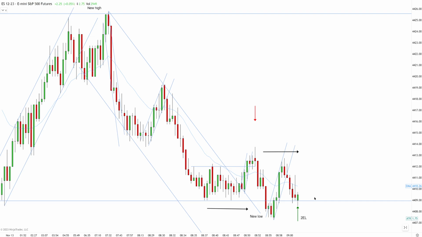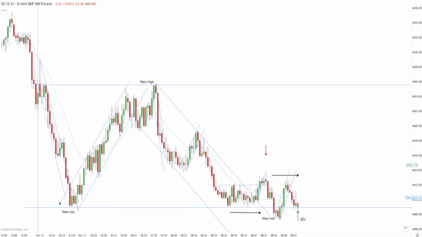So you can see why it is so important to always mark the important key level. And if you follow price action rules, if you look for the correct things, you're able to understand what price action is doing, and this is critical.